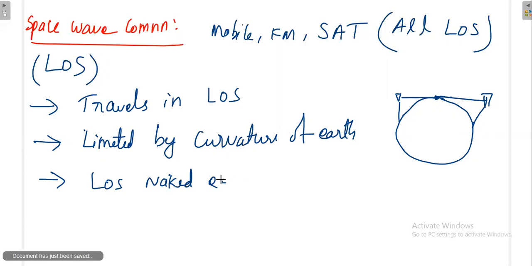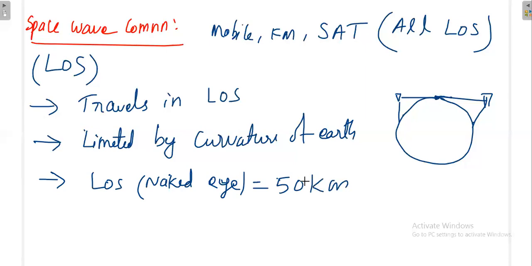In general, consider the line of sight of an ordinary eye, without any glasses or zooming. You are not using any transmitter or receiver. Please imagine that only you are there on the surface of the earth, with no building, nothing. It's completely free space. Then maximum you can see up to 50 kilometers. After that, due to the curvature of the earth, you cannot see, because the earth is curved. So in general that is 50 kilometers.